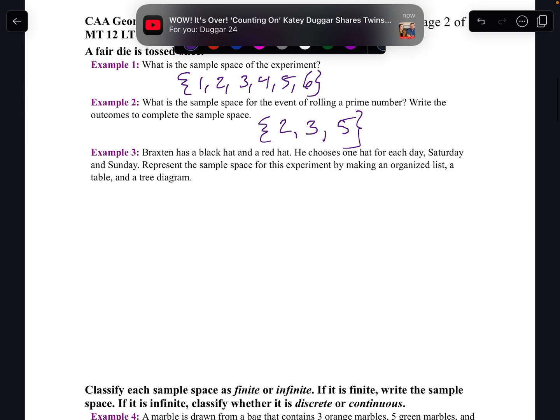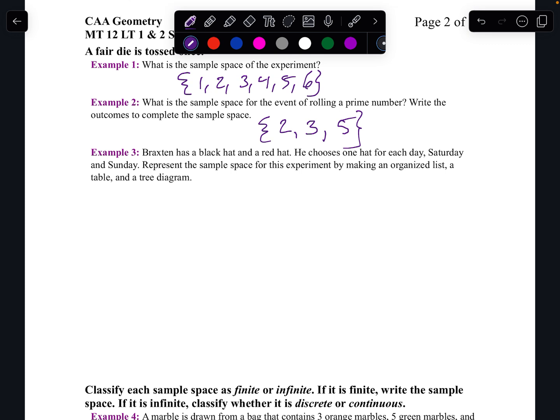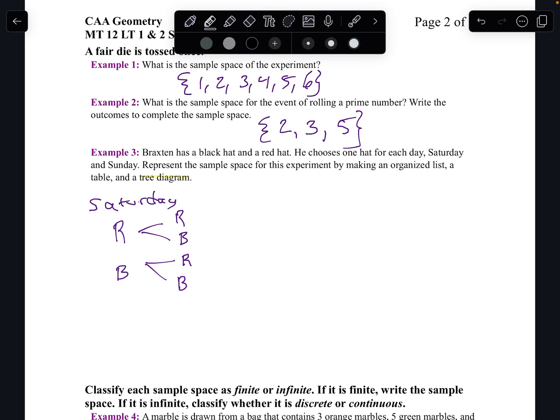Now, when you look at a sample space, if we have like 2 things happening, maybe if you remember this from middle school, the most basic way would be a tree diagram. So in this problem, we got Braxton. He's got a black hat and a red hat. So he can choose 1 hat for each day, Saturday and Sunday. So what happens on Saturday, we'll do a tree diagram here. He could get a red hat or a black hat. Now then on Sunday, if he got a red hat on Saturday, he could get a red hat or a black hat. And then he could get a black hat, a red hat, or a black hat and a black hat.